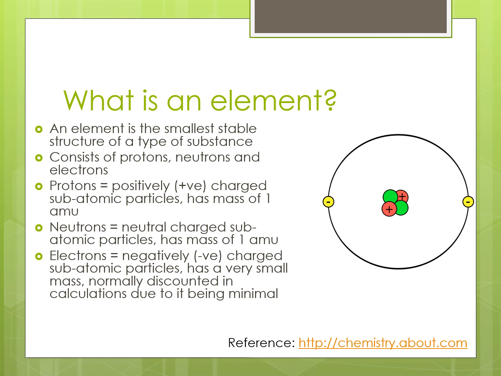Protons and neutrons are in the center. If you vaguely recall, this section here is called the nucleus, and that's where the protons and neutrons are located. Each of them has a mass of 1 atomic mass unit, and they contribute most of the mass of an element. That is why we usually disregard the mass of the electrons, which are on the outside in the electron cloud.